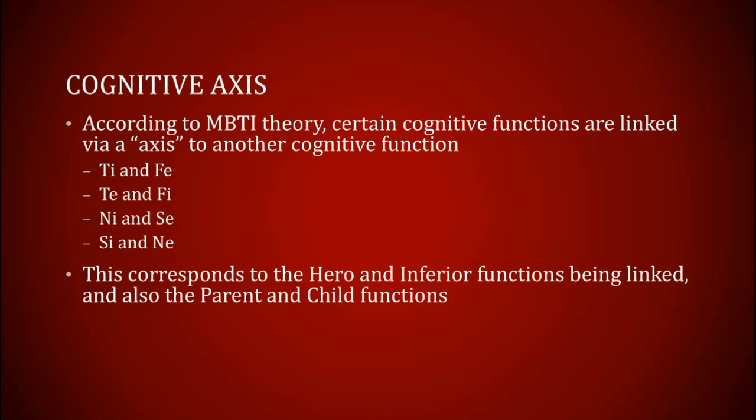So like I already said, this corresponds to the hero and inferior functions being linked via this axis, and also the parent and child functions are linked as well. So in this way you have a positive cognitive function always linked with a negative cognitive function in the connotation sense. Like I said, the hero is positive, the parent is negative, the child is positive, and then the inferior is negative. So what does all this mean exactly?